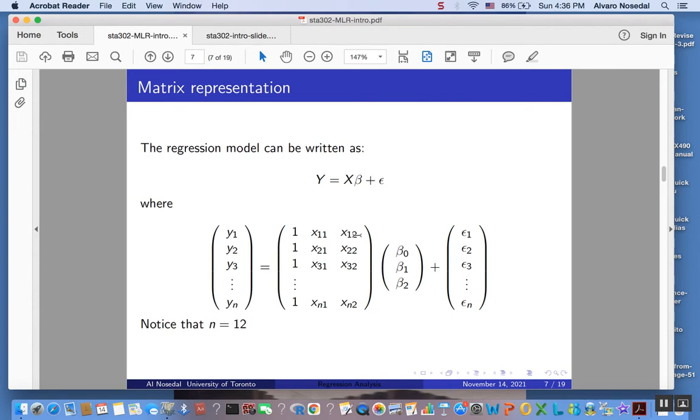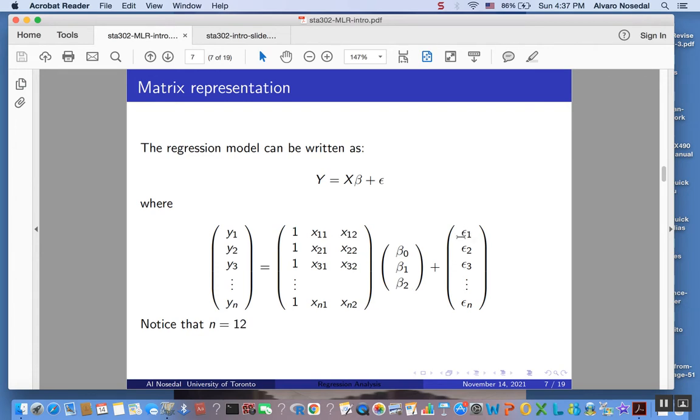So we have something like this, and if you multiply that matrix, which in our particular case would be a 12 by 3 matrix, that would be the dimension of that matrix X, right? Then it would be a 12 by 3 times a vector that contains 3 parameters, beta 0, beta 1, and beta 2. 3 by 1, those are the dimensions of that vector, right?